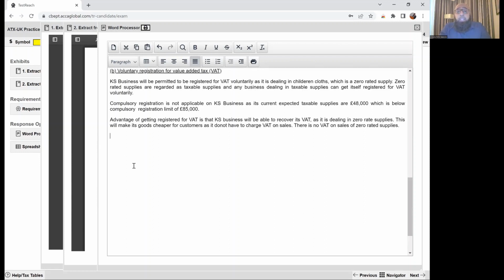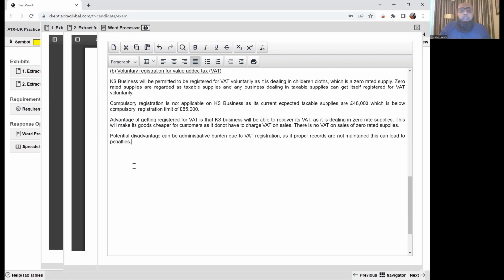And what can be the disadvantage? If you write one problem, a potential disadvantage can be administrative burden. Now, this is a very routine disadvantage of getting yourself registered. A potential disadvantage can be administrative burden due to VAT registration, as if proper records are not maintained, this can lead to penalties.